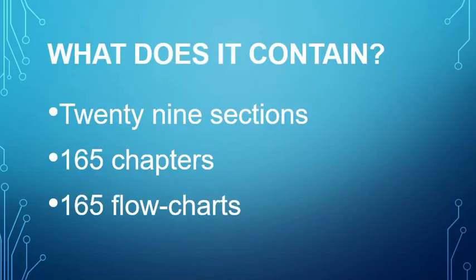What does it contain? It has 29 sections, 165 chapters, and 165 flowcharts. I don't want you to get worried or frightened by the number of chapters, very large. Each chapter is of 2 pages facing each other in a landscape manner. One page is on the text which explains things which are written in the flowcharts. So it's not a huge book, but it covers 165 topics.